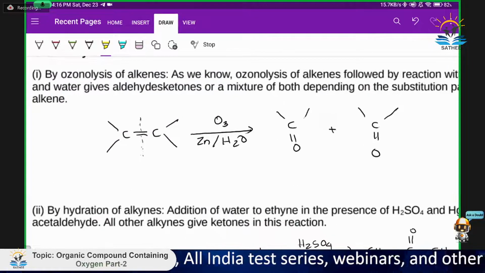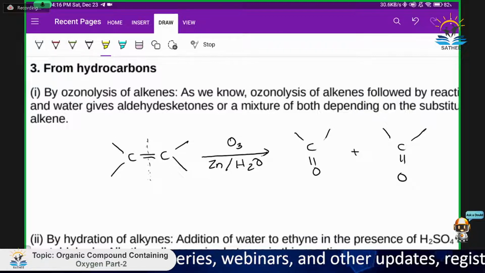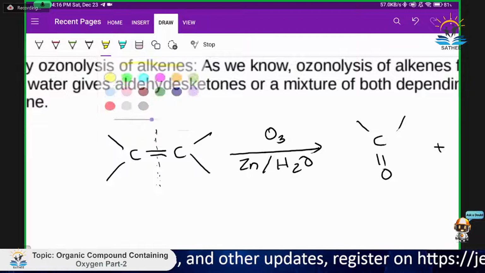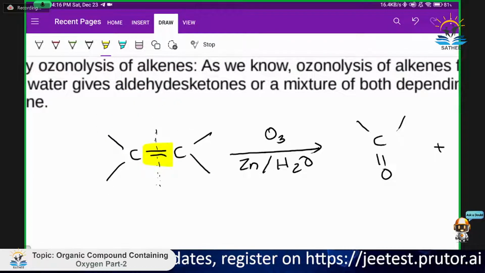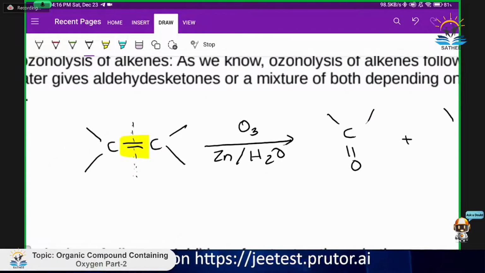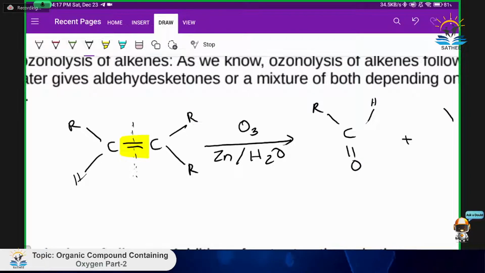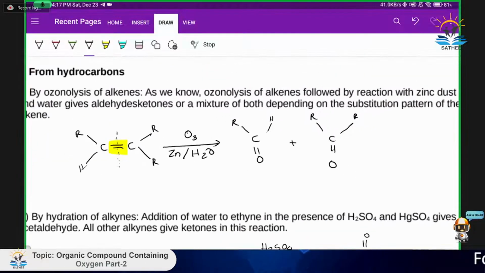So simply think of this reaction. Ozonolysis is what? We add ozone and reduce using zinc. Simply think that the bond is cleaved here and the double bond O is added at both the ends. So we get such a compound. On this side, if it is a hydrogen and an alkyl group here, we will get an aldehyde. Or if both alkyl groups are present here, we will get a ketone. So depending on what is present, we will get the product accordingly.